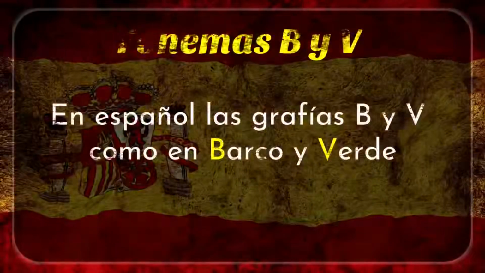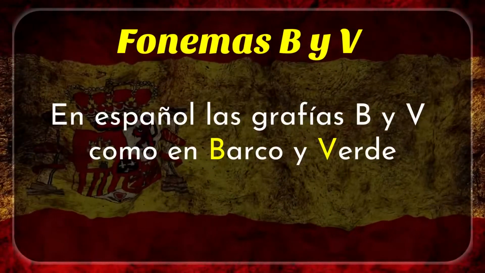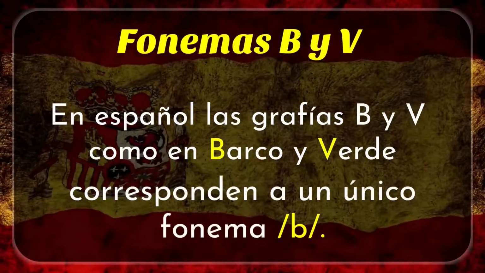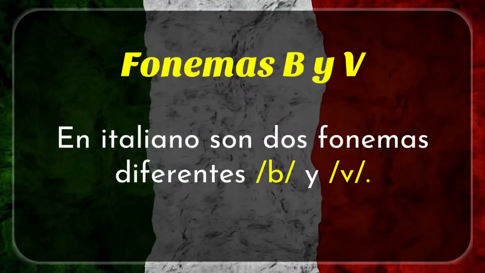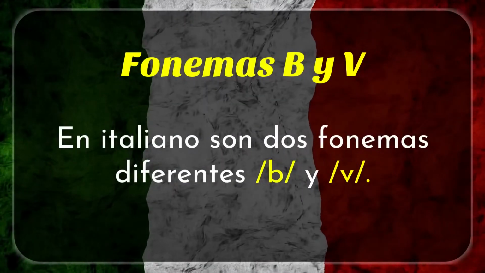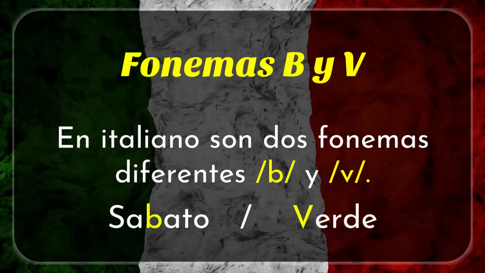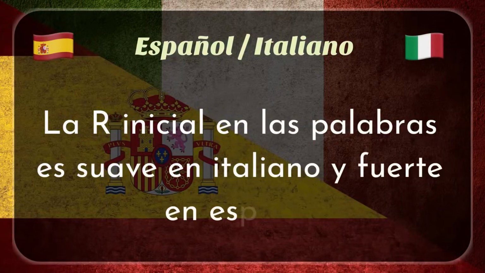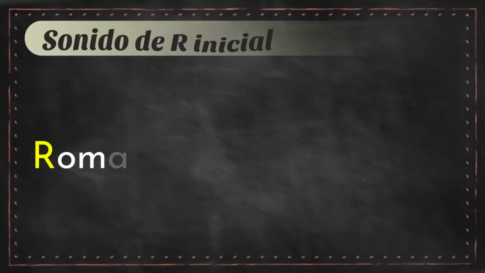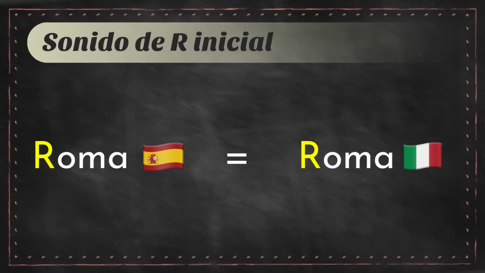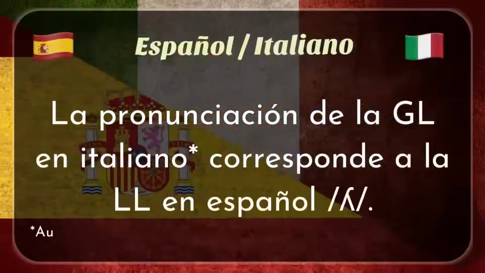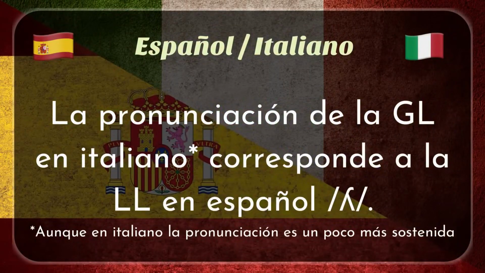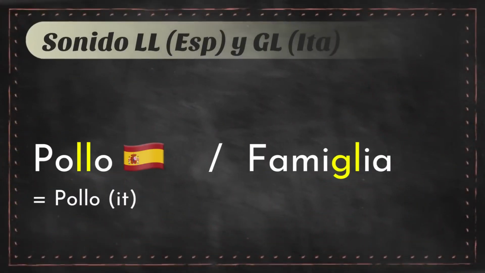In Spanish, the letters B and V, like in barco and verde, correspond to a single phoneme B, while in Italian they are 2 different phonemes, B and V: sabato, verde. In Italian, the initial R is soft, while in Spanish it's strong: Roma, Roma. The pronunciation of GL in Italian corresponds to the L in Spanish in words like polo, and familia, although this depends on the Spanish accent because it's not pronounced like that in all of them.